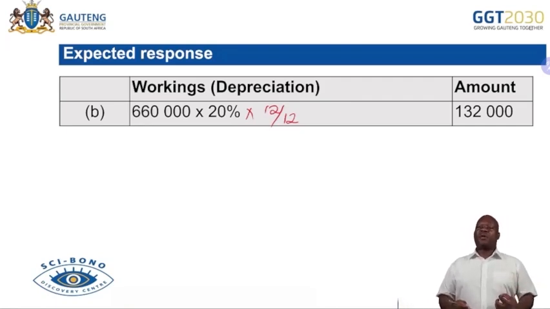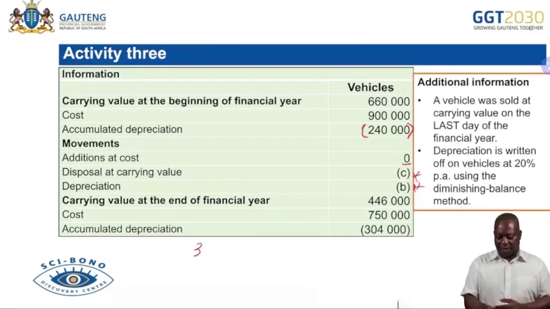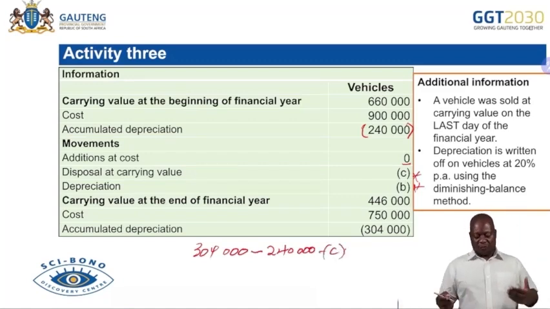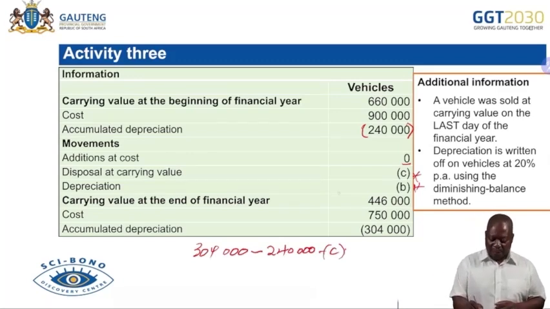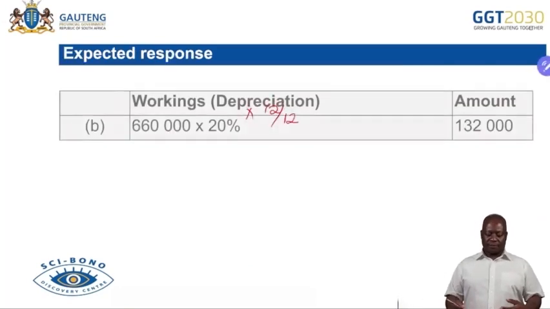You can just check the accumulated at the end and subtract the accumulated at the beginning. I mean, you can just look at these figures and say 304,000, which is the accumulated at the end, minus the accumulated that was there at the start, which is 240,000. And remember also there is C to factor in, because we need accumulated depreciation from that. But at least we are happy because we have got our B. Let's see how we go about finding our C.